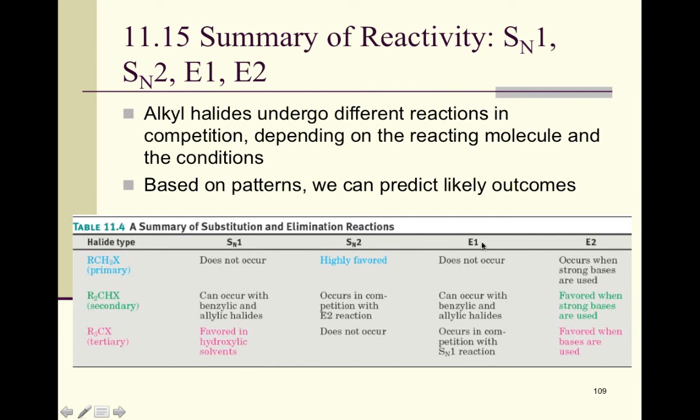In an E1 reaction, carbocations are formed, just like in the SN1, and that's why we see them competing with them. E2, primary alkyl halides, occurs when strong bases are used. E2 with secondary needs strong bases also. And E2 is favored with any kind of base when you have a tertiary alkyl halide.